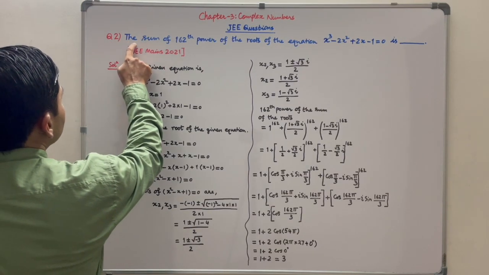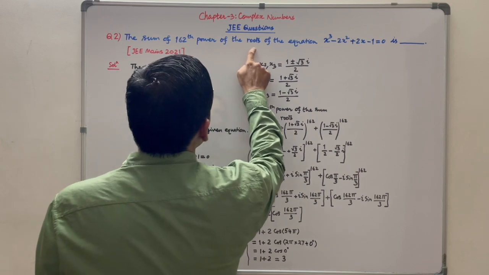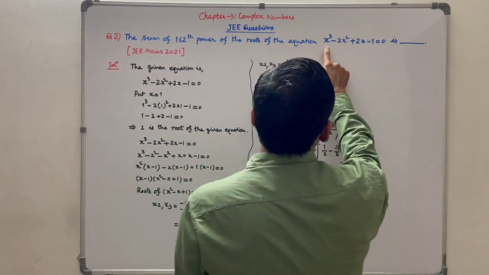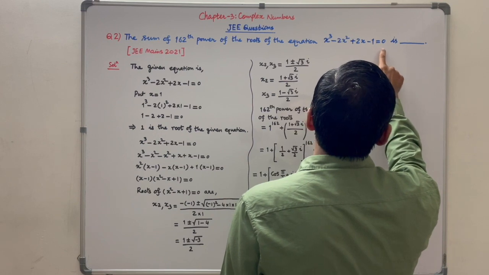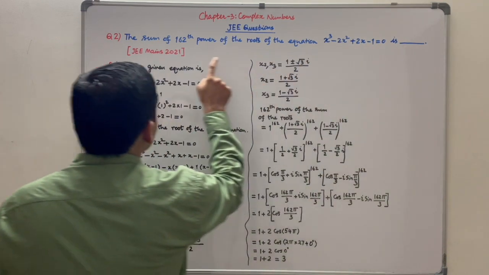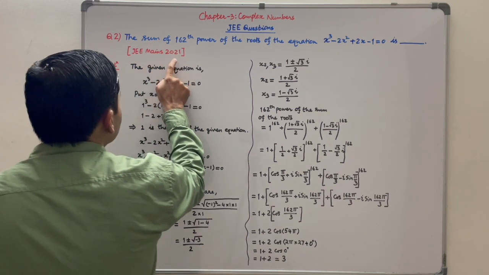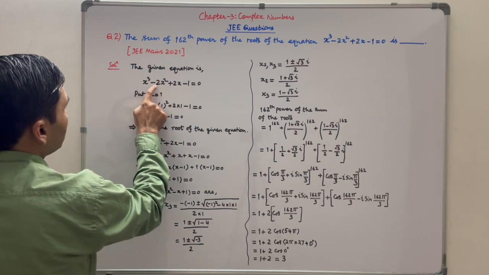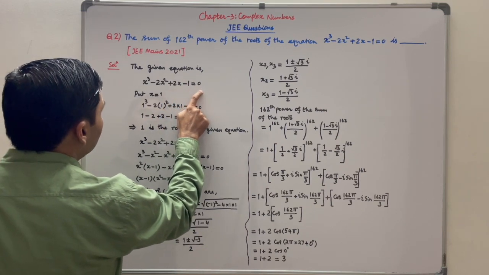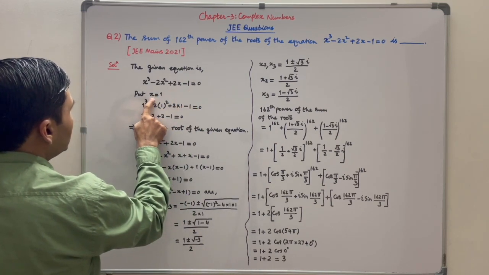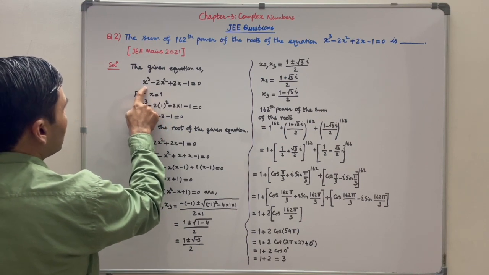Second question: the sum of the 162nd power of the roots of the equation x cube minus 2x square plus 2x minus 1 is equal to 0 is. This question was asked in JEE Mains 2021. The given equation is x cube minus 2x square plus 2x minus 1 is equal to 0. Put x is equal to 1 to check whether 1 is one root of the equation or not.